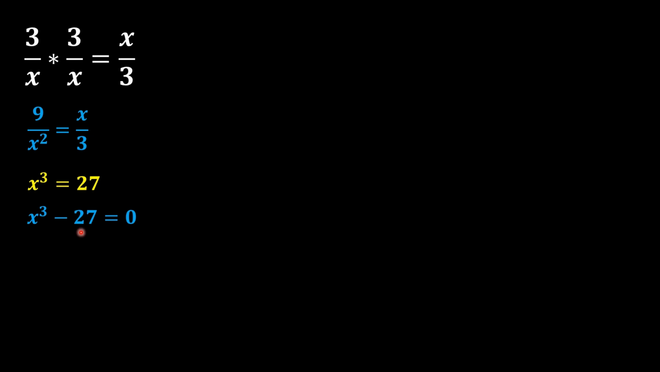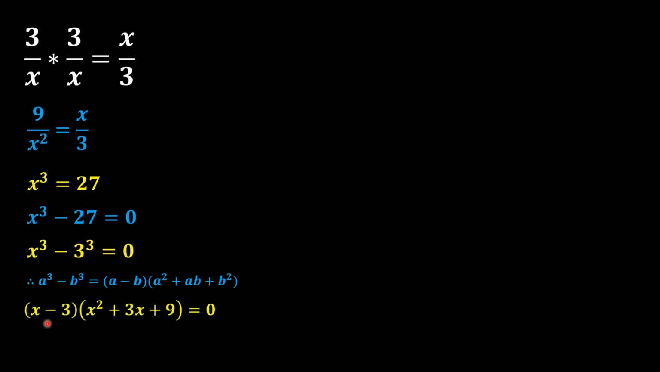As we know that this 27 can be written as 3 to the power 3, then our new equation will be x cube minus 3 cube equal to 0. Now as we know that the a cube minus b cube formula is equal to a minus b into a square plus ab plus b square. If we replace this a with x and this b with 3, then this formula can be opened as x minus 3 into x square plus 3x plus 9 is equal to 0, and this is a simplified form of this equation. And now from here we should get the value for x.